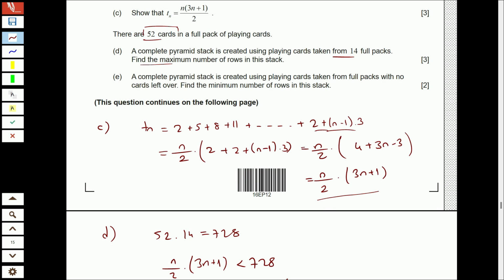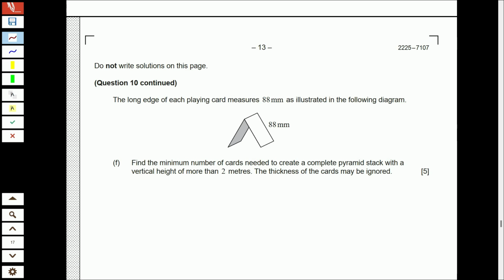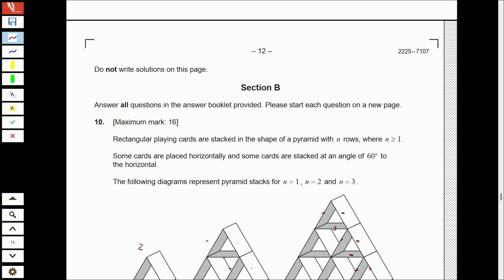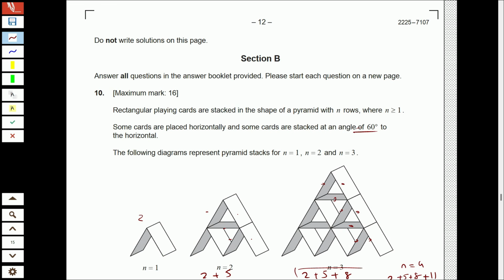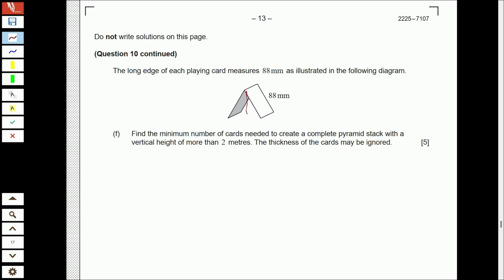The last question is, the long edge of each playing card measures 88 millimeters, as illustrated in the following diagram. Find the minimum number of cards needed to create a complete pyramid stack with a vertical height of more than 2 meters. The thickness of the cards may be ignored. So, the question says that there are 60 degrees between the cards, right? I can say the angle in here is 60. So I'm looking for the height, for example, of this card.